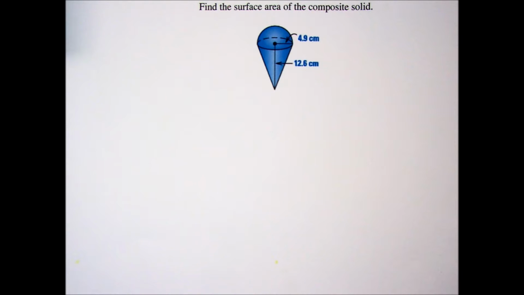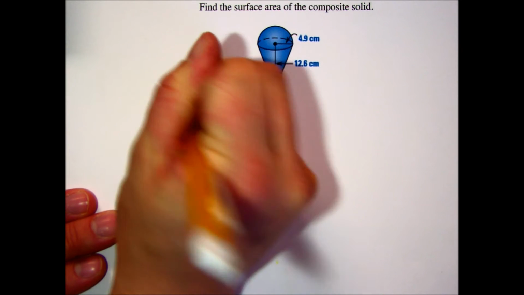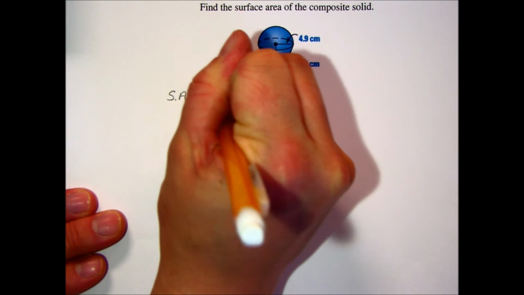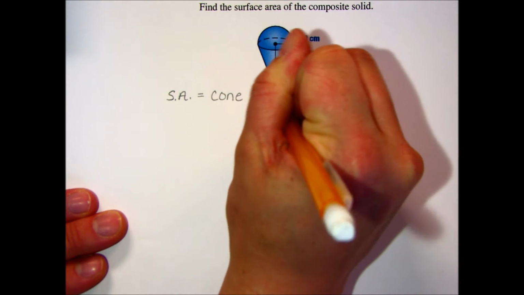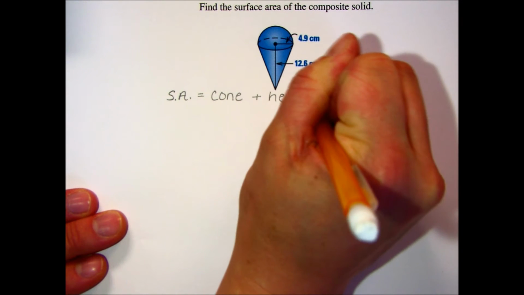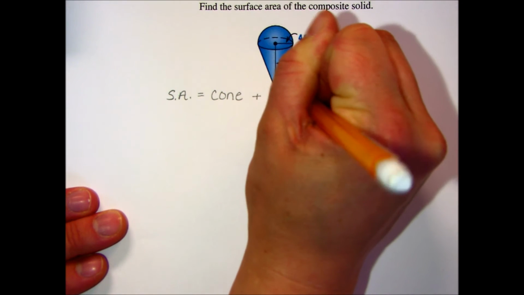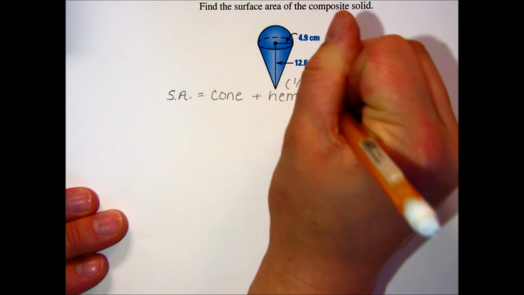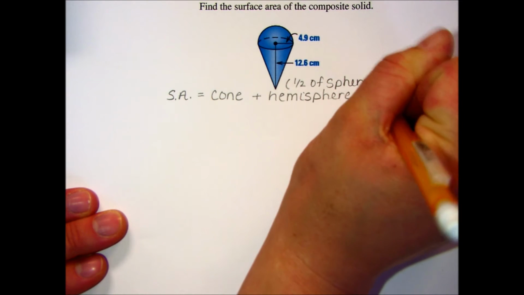In this problem, we are asked to find the surface area of the composite solid shown. What we're looking at here is a composite solid that is made up of a cone with a hemisphere on the top, and again, a hemisphere is half of a full sphere. So we are asked to find the surface area, which you can think of as if you were to spray paint this composite solid, where would the spray paint touch?